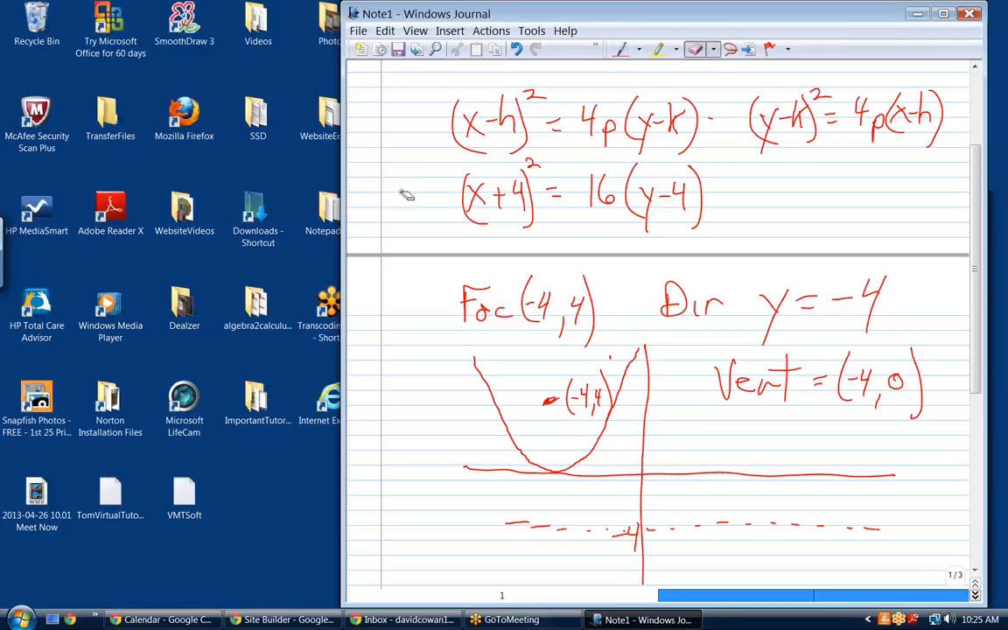I thought a vertex is based off a vertex and it's 0. You're right. Excuse me. Yeah, I was putting the focus in there. Okay.